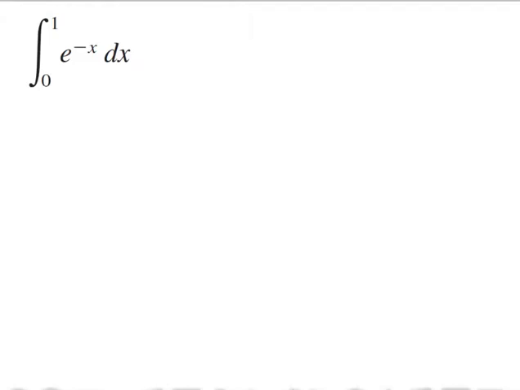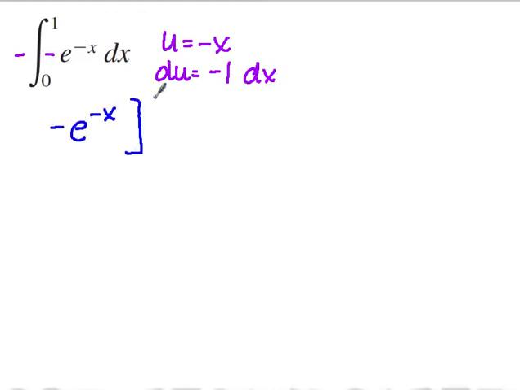So now this one is actually a definite integral. We're going to let u equal negative x. du is negative 1 dx. So I need a negative in and a negative out. So what will that integrate to be? And I'm going to evaluate that from 1 to 0.